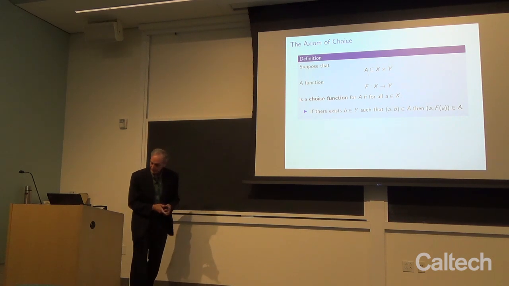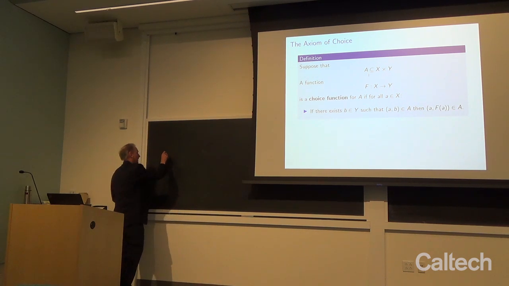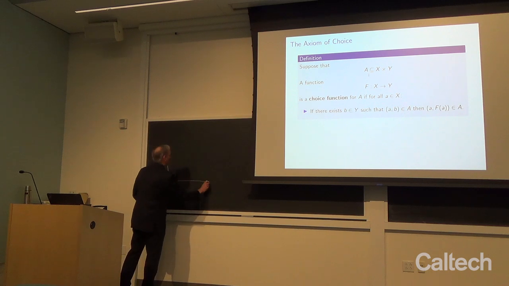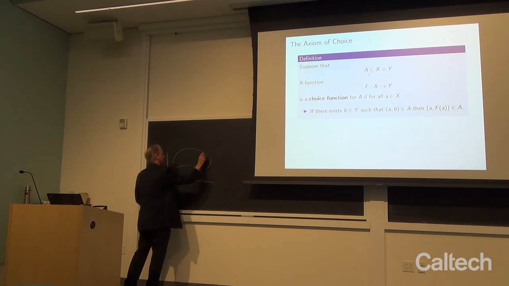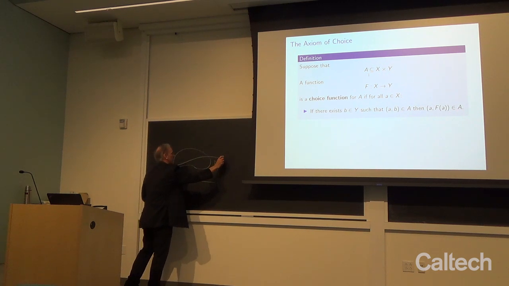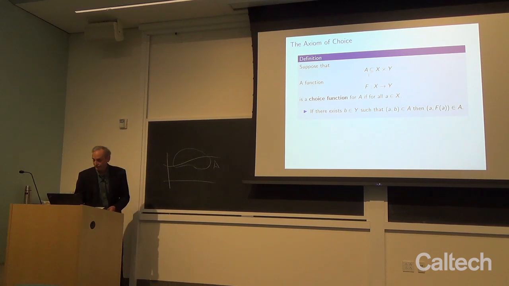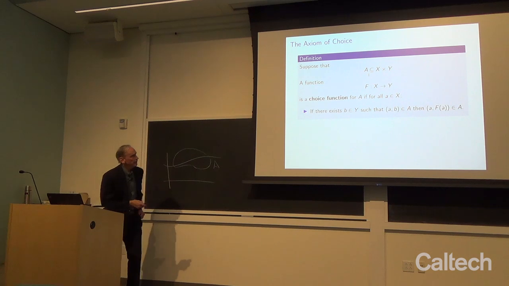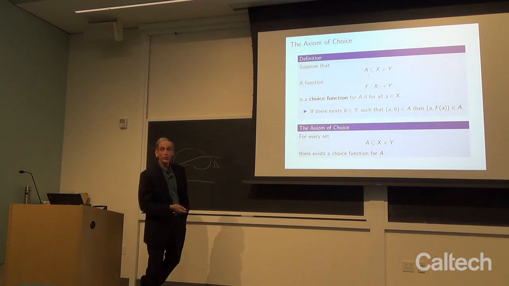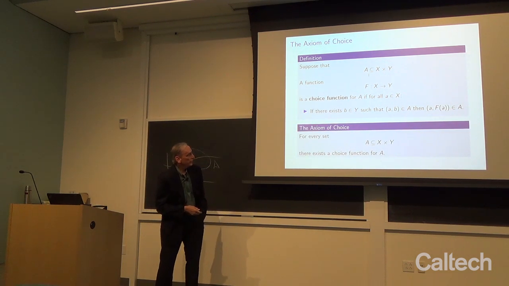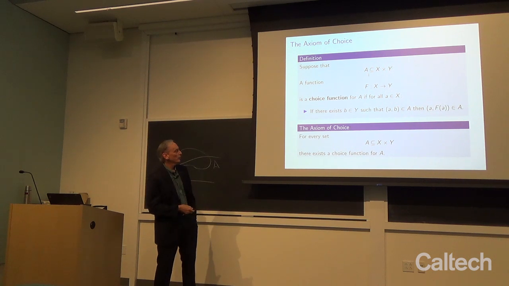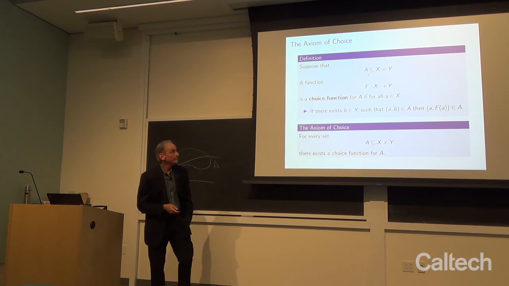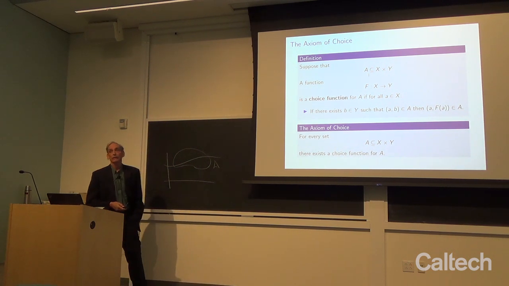So it's just this. You've got X. These are not drawn to scale. This is A. And that's the function. Okay, but we can projectify this. So the axiom of choice is the assertion that for every subset of X cross Y, there's a choice function. Well, we now can projectify this.